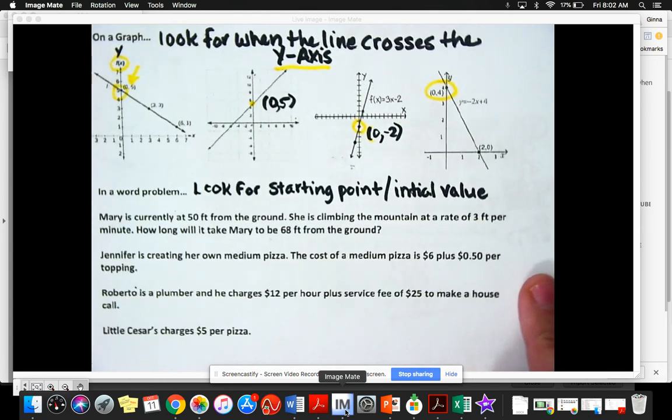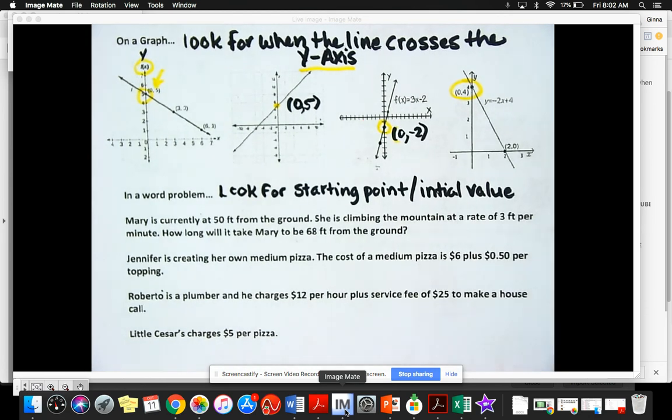Sometimes, for example, if I bought a pizza at Little Caesars, a pizza would be $5, and I haven't bought any pizzas, so when I buy 0 pizzas, it would be $0. But sometimes we start with, you have $5 in the bank and you deposit $20 every week. You originally started with 5. So we're always looking for your starting point or your initial value. So all we're going to do is read our stories real quick and then find our y-intercept based off of the story.